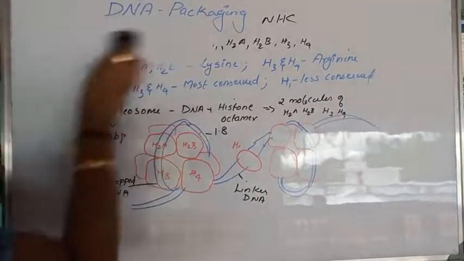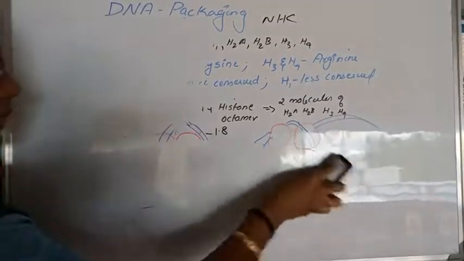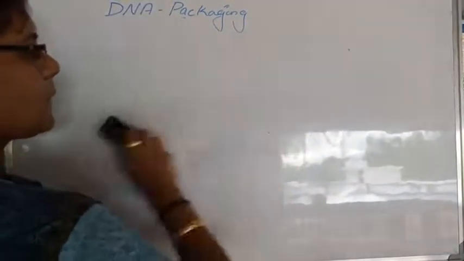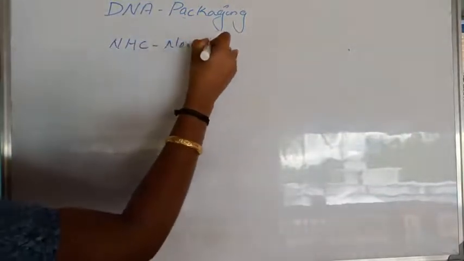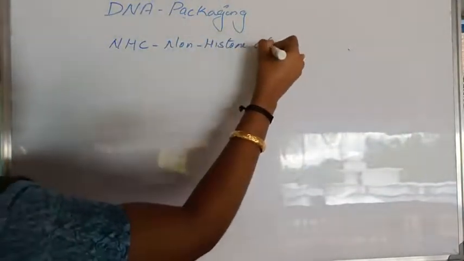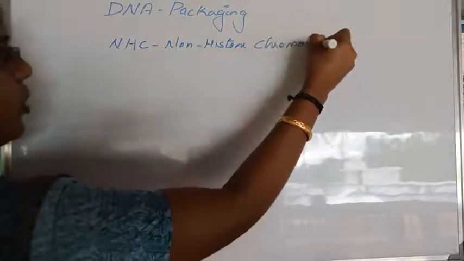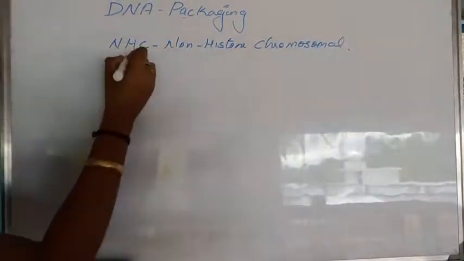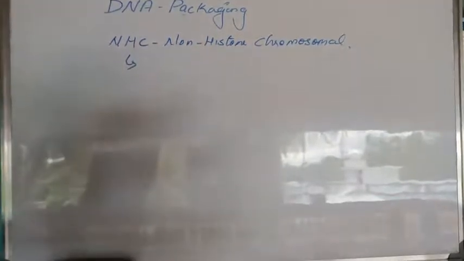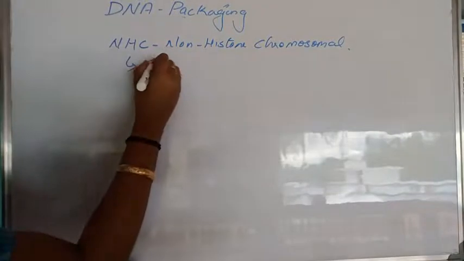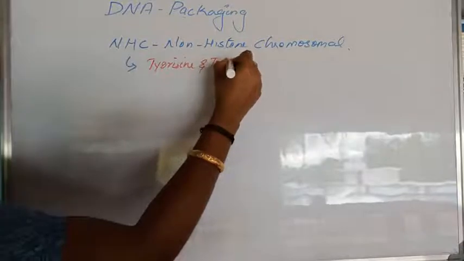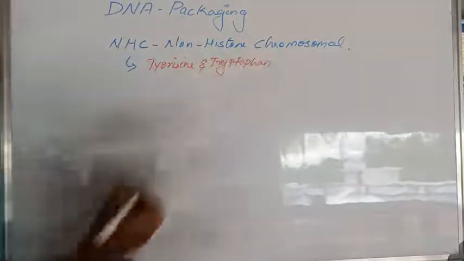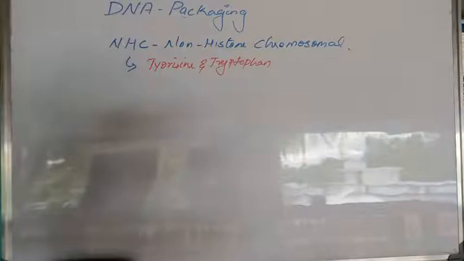So the non-histone chromosomal proteins are also required for the packaging of DNA. They contain two amino acids, tyrosine and tryptophan.